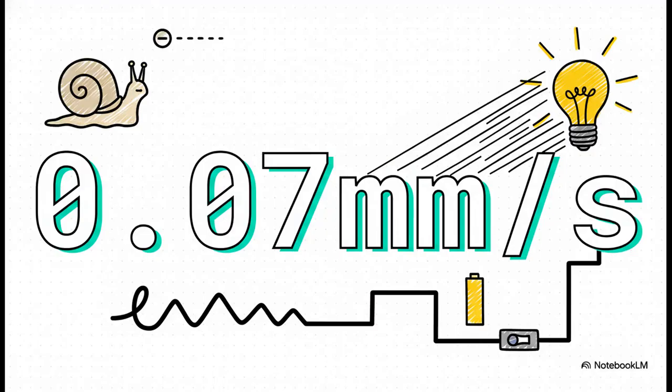Okay, now get ready for this, because this is where it gets weird. The actual speed of a single electron drifting down a copper wire is just 0.07 millimeters per second. That is ridiculously slow. A snail could beat it in a race. So if the electrons are just crawling along, how on earth does the light turn on instantly? This is the paradox we need to solve.